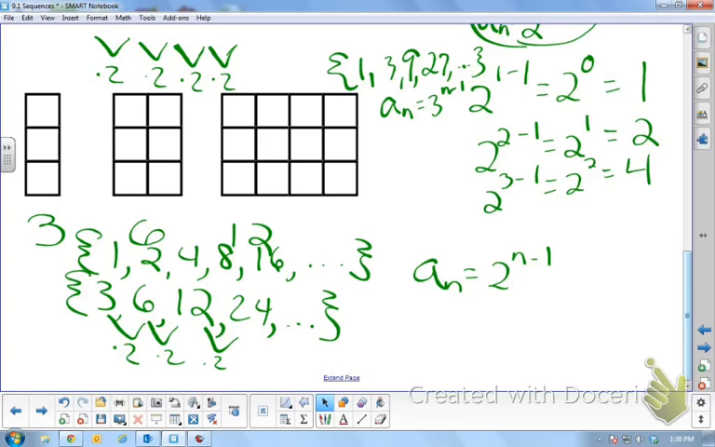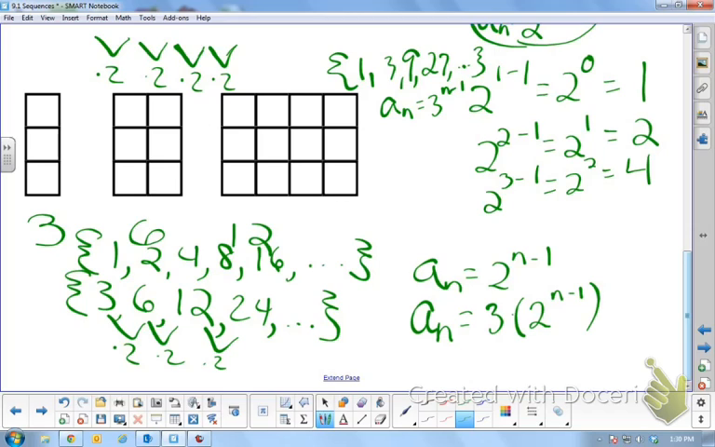Okay, so if we compare the two sequences, how would I get from 1 to 3? Multiply by 3. How do I get from 2 to 6? Multiply by 3. About 4 to 12? Multiply by 3. So our second sequence is almost the same, except we multiply everything by 3.